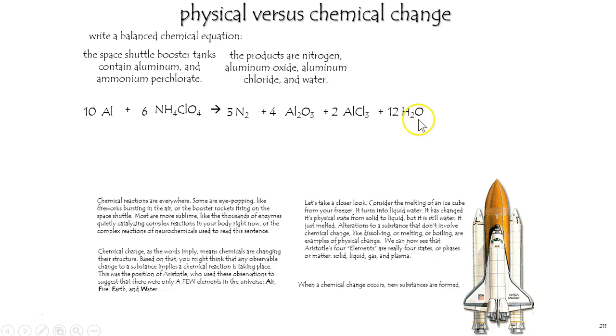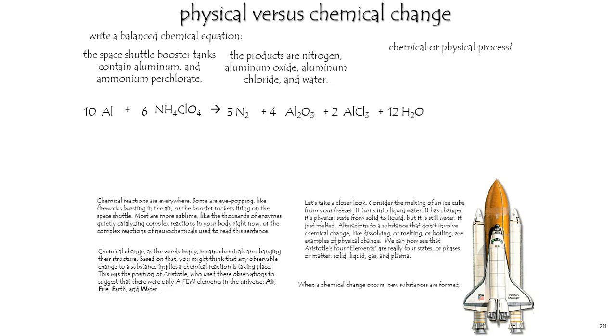I see 12 oxygens plus 12 oxygens. That's 24 oxygens on this side. This 12, by the way, came from 4 times 3: 4 aluminum oxide molecules, each of which contains 3 oxygens. So we should have 24 oxygens on this side as well to be balanced. 6 times 4 is 24. Looks like it checks out.